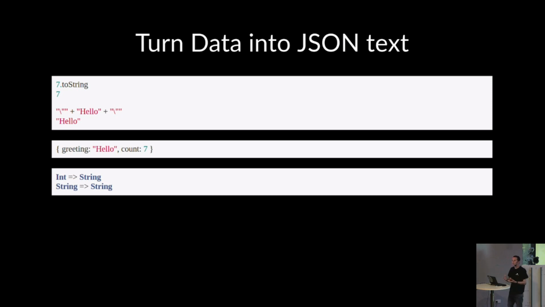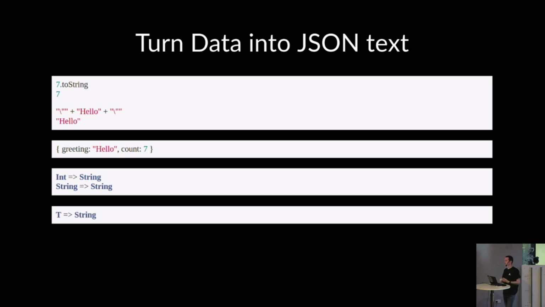So to build on this, what we really want is something that goes from some type T, we don't know what it is, to a string. Then I can represent anything in JSON. That's what we want to get to. And that's what type classes allow us to express. So let's crank the handle on this and see how it works out.